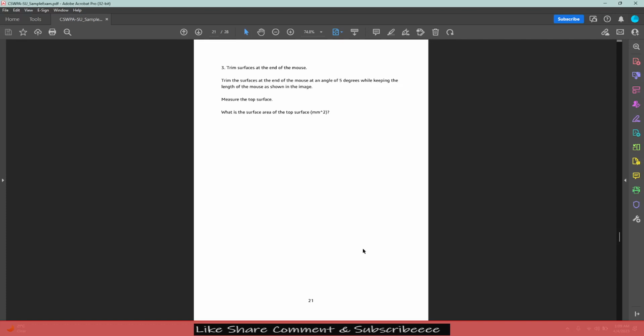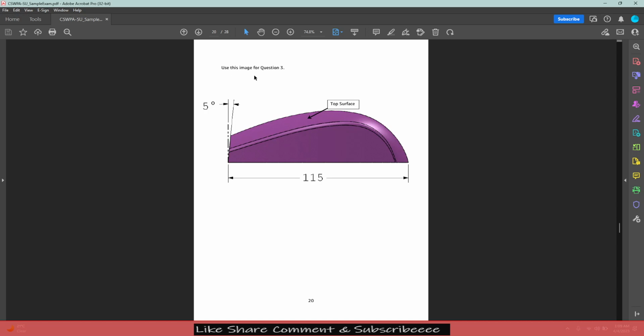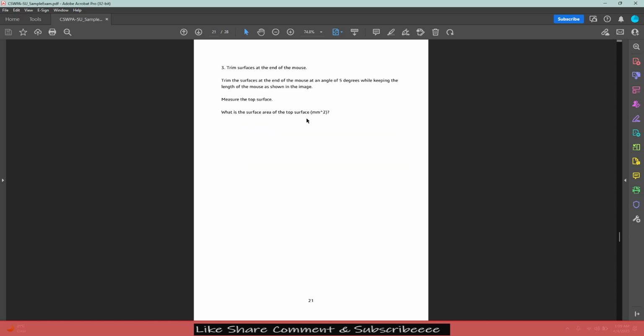For the third question, they are asking us to trim the surface at the end of the mouse. So basically they are trying to test your knowledge about the trimming surface inside SOLIDWORKS. So this is the image that I have provided for question number 3. One line is there of 115 and we have to give some angle and then cut it, or we can say trim it, and then measure this top surface, right? And then what is the surface area of the top surface we have to find.